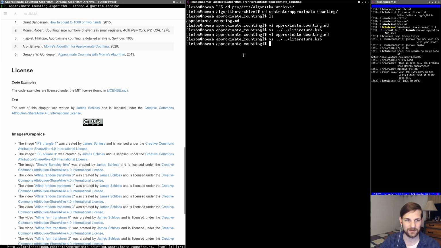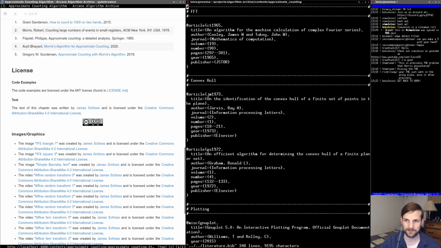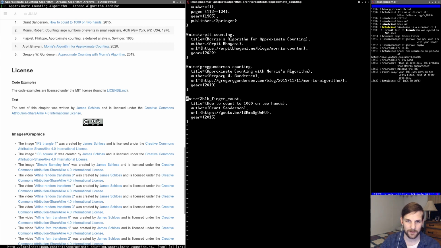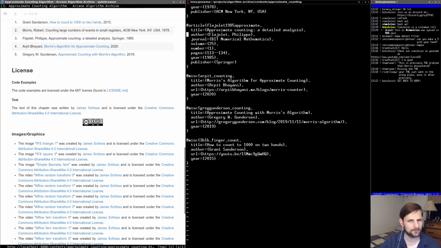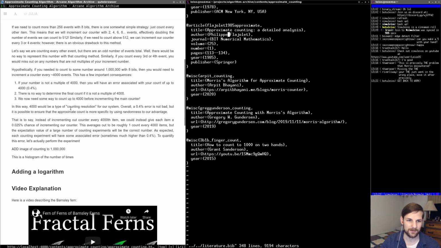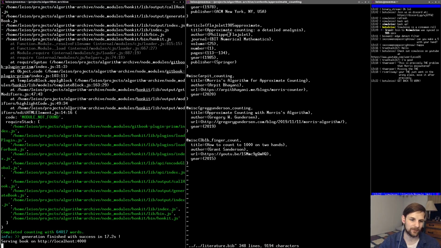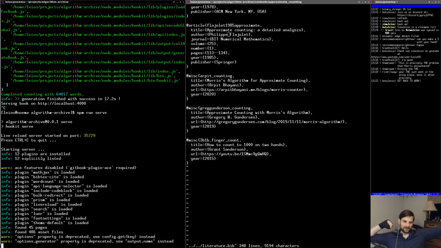Right. Okay, so that means I need to actually fix the literature.bib down here because apparently Grant Sanderson worked, Gregory W. Gunderson worked, Arpit worked, but Felipe Flahole, I think that's one name, isn't it? Has to be, right? DT here, and we'll paste it in here. Okay, write that. I'm going to see if that actually rebuilds the literature file. It does not. But it should be fine, right? Whatever, I'll rebuild it. Control C, build it again, and then let's go.